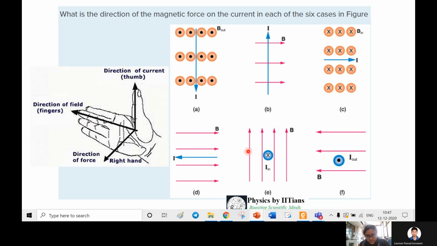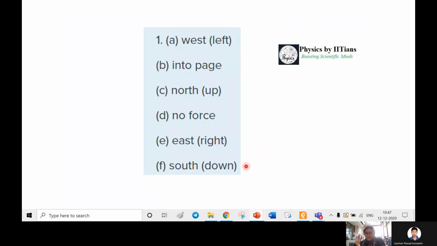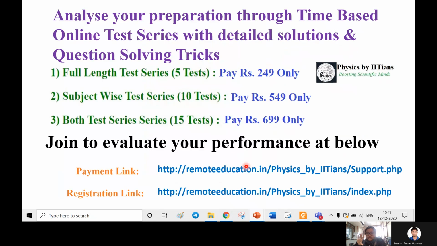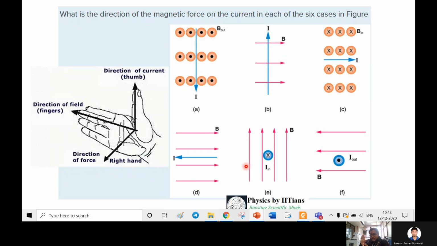Let us take another example, E, where the current is flowing into the plane and the magnetic field is upward. So let us take the current into the page, so my thumb is into the page, and the magnetic field is upward. So what will be the direction of the force? The direction of the force will be towards the east side.